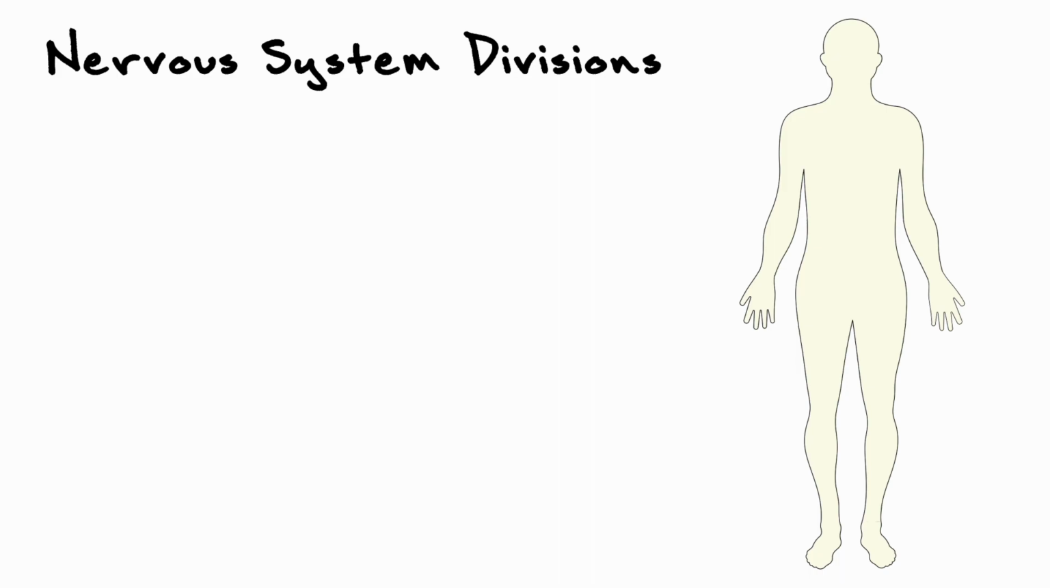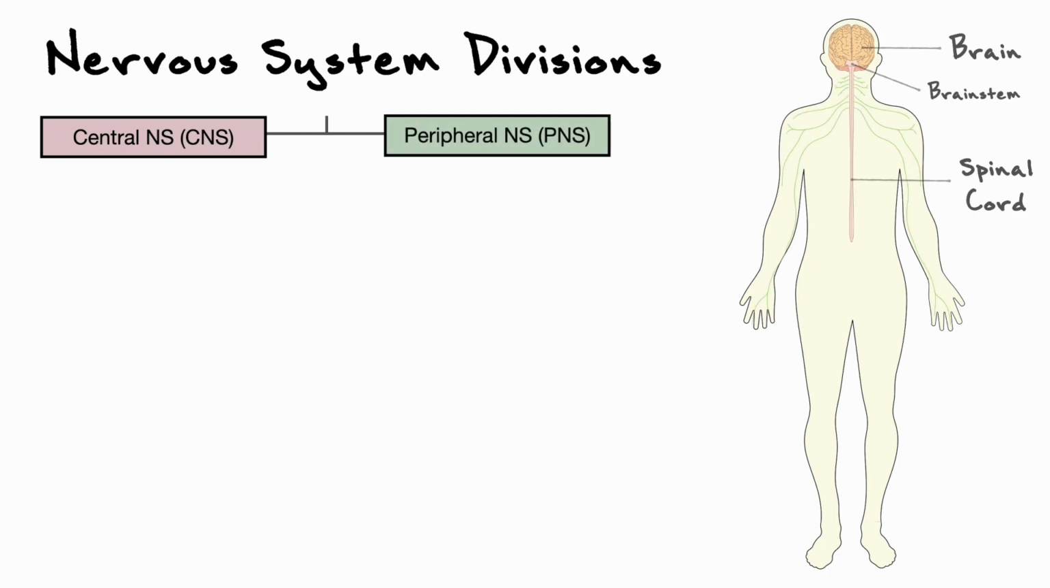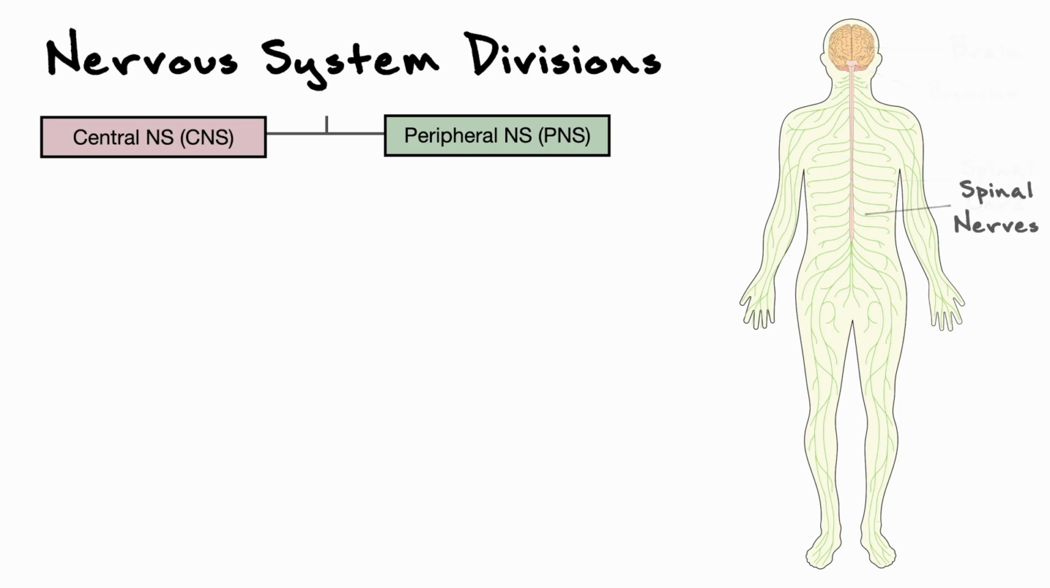If we consider a general model of the human being, the nervous system is divided into the central nervous system, which is composed of the brain, the brainstem, and the spinal cord. The second division is the peripheral nervous system, and it is essentially made up of the nerves that go in and out of the CNS. There are two general types of nerves that we will come across in this discussion. The first are spinal nerves which go in and out of the spinal cord, and the second type are the cranial nerves that go in and out of the brain and brainstem.